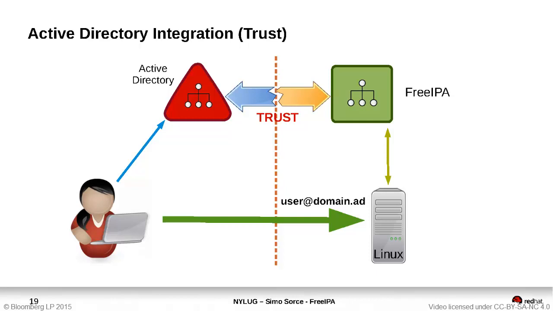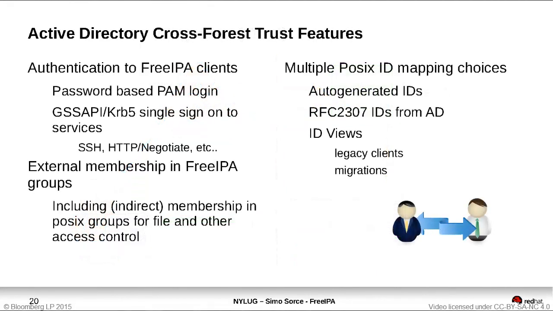And all you need to do is run a setup tool on FreeIPA that basically creates a secret between Active Directory and FreeIPA and sets up all the routing information so that the two know which systems are where, and that's it. What are the features that make it really useful?